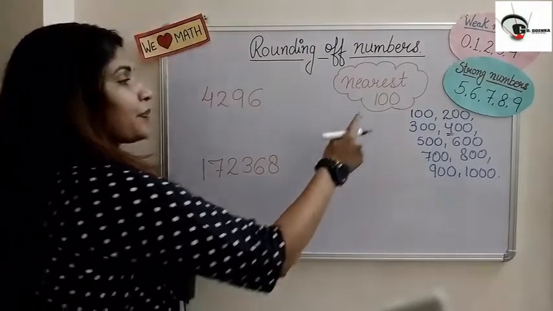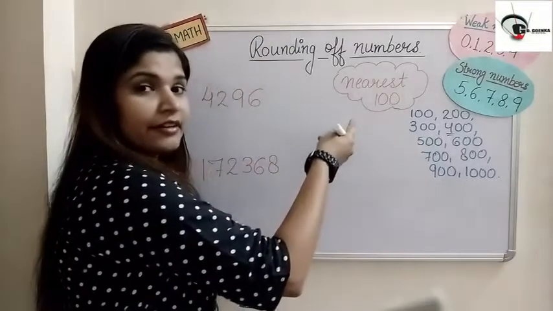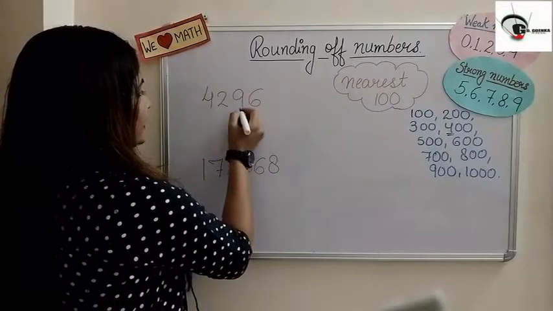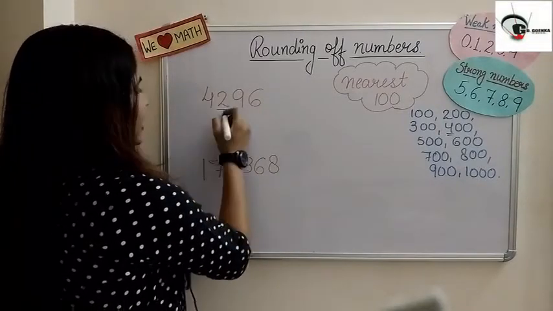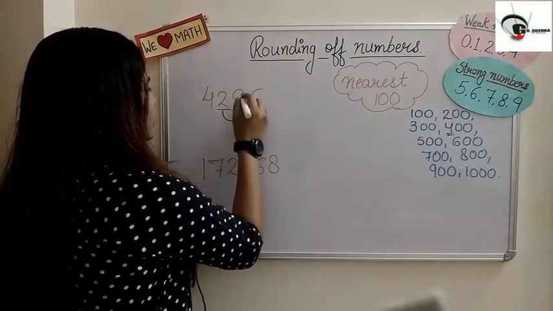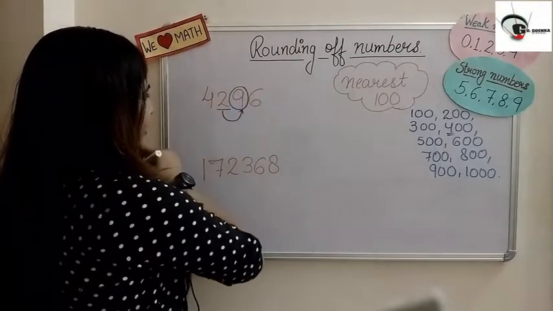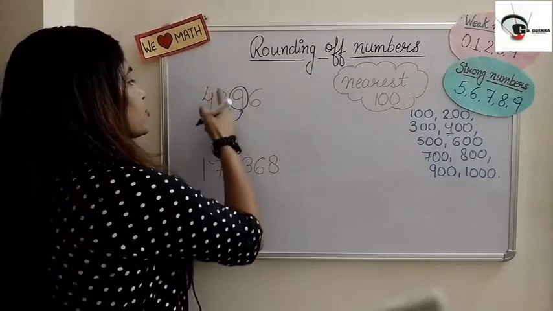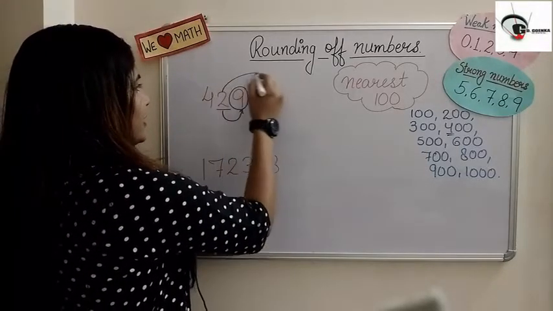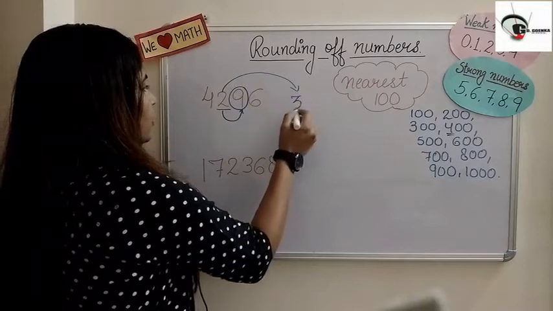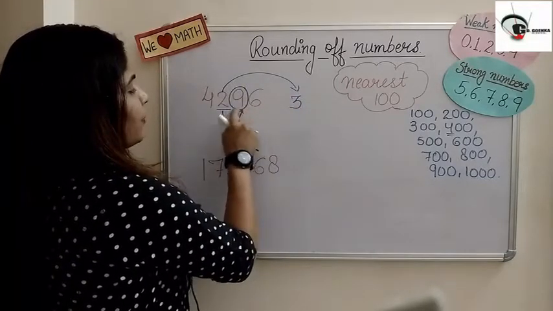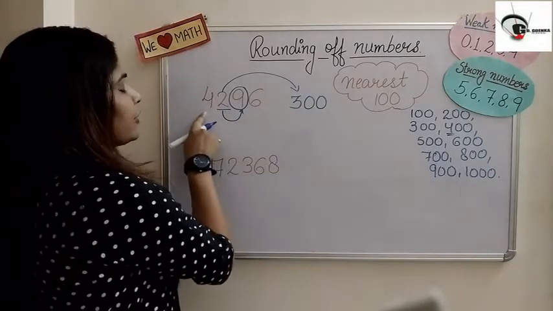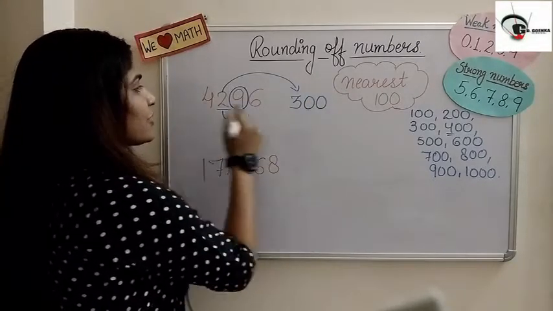Again, as we are rounding to the nearest 100, we are going to look at the value at the 100th place: ones, tens and 100, this one. We circle this number 9, and this is a strong number, so it is going to push this 2 to the next value, that is 3, and these two numbers will become 0 and 0. Now what will happen to this 4? Yes, it will remain the same.